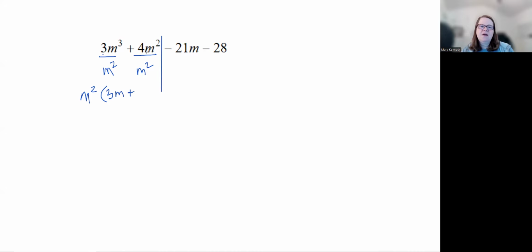All right, over here, I have 4m squared, and I divide by m squared. I had two m's multiplied together, taking them away, so I don't have any left. A number divided by itself is 1, so this is 4 times 1, which is 4. Essentially, they cancel out. You're left with a 4.